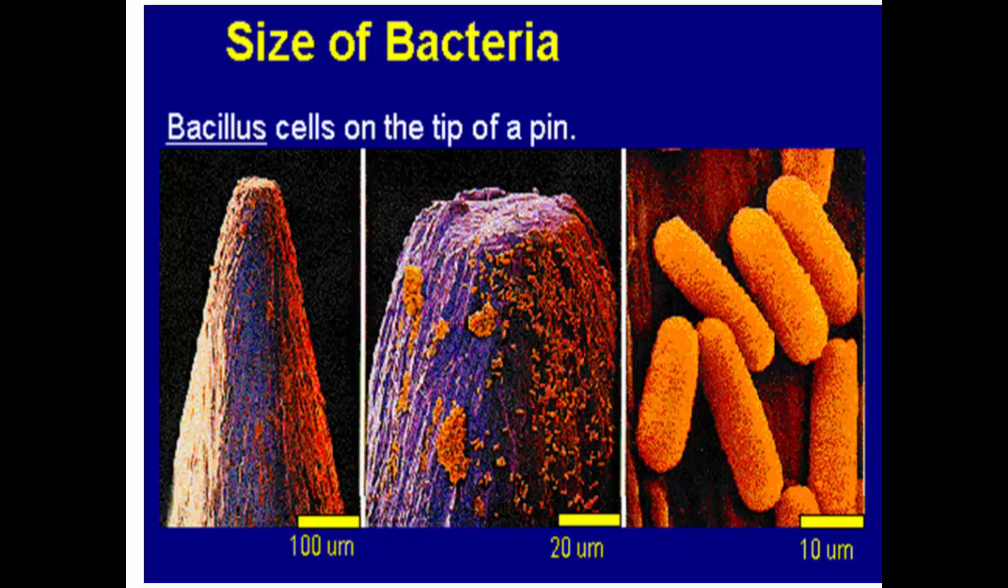So they're quite small, much, much smaller than eukaryotic cells. It sort of makes sense because eukaryotic cells have other larger organelles within them. They have a nucleus and nuclear membrane. Prokaryotic cells are relatively small. They're relatively simple. They don't have all those organelles within them.